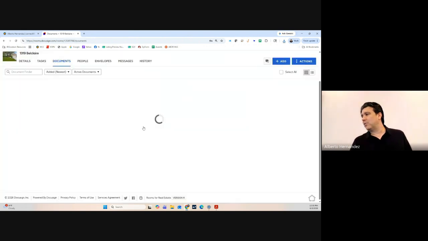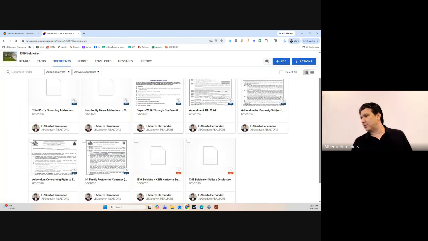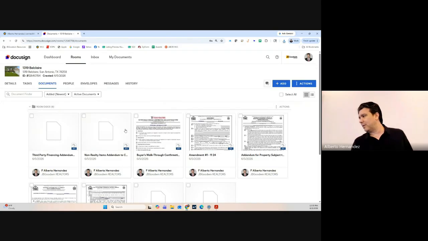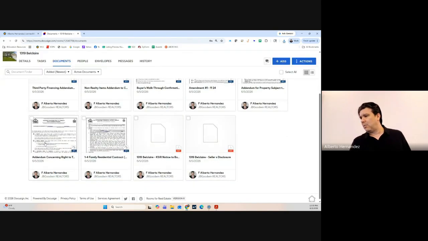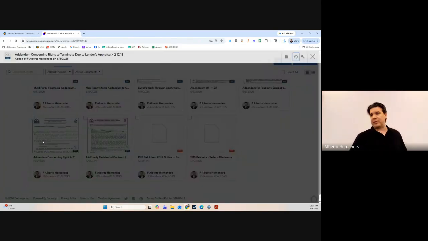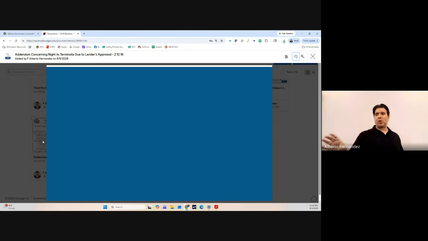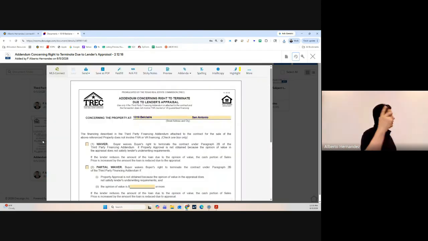Now, I said we're going to move to the buyer's right to terminate due to lender's appraisal. So let's find that one. Or addendum, because we're looking for the right to terminate due to lender's appraisal. So this is what you use for conventional loans and USDA technically as well.